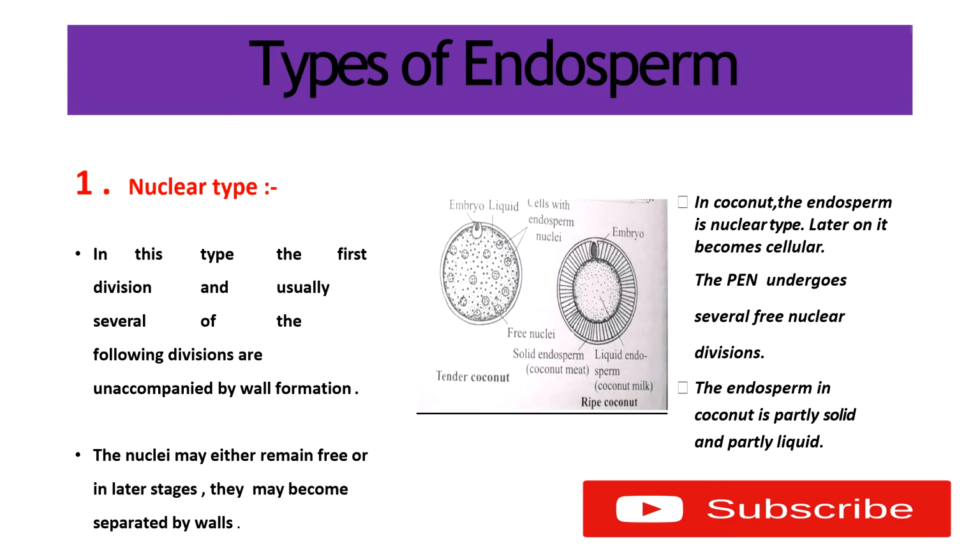When we come to the types of endosperm, there are three different kinds. The first one is the nuclear type. As the name indicates, the first division and later several divisions of the nucleus occur without accompanying cell wall formation.